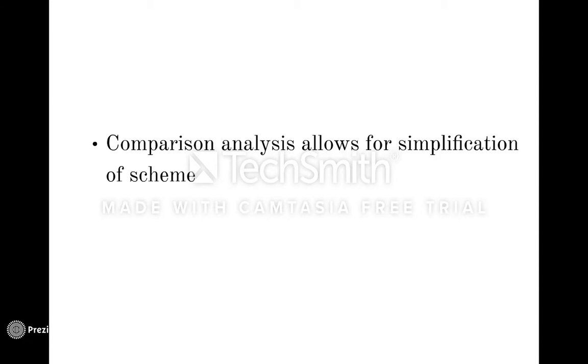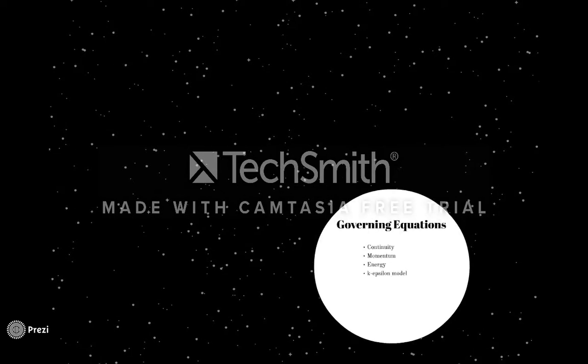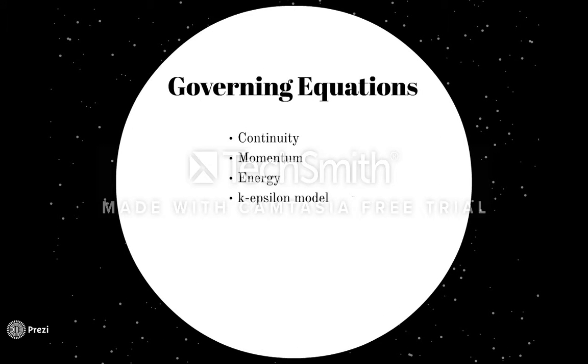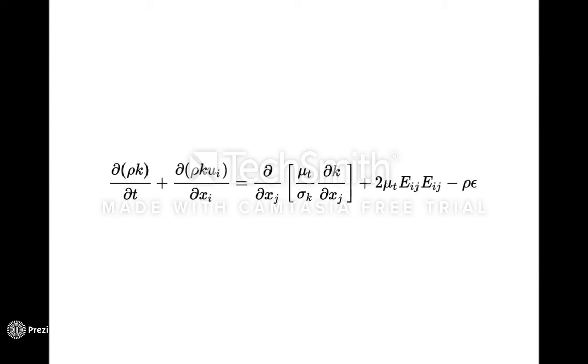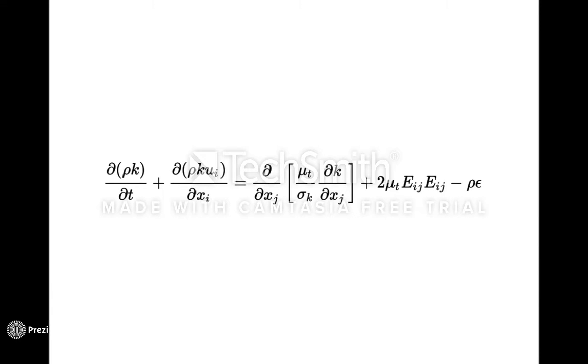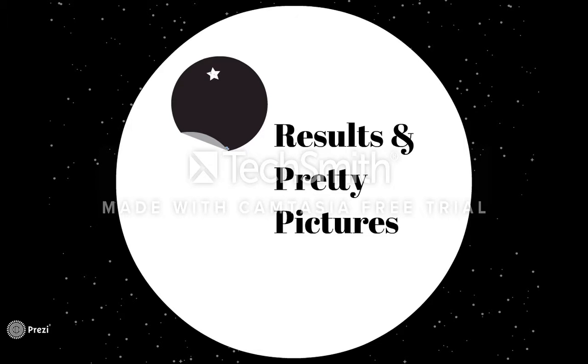And most importantly, because I was just doing a comparison analysis between the two systems, it allowed me to make some of these simplification assumptions, because I'm really just looking for the differences between the two. For governing equations, obviously we use continuity and momentum. I enabled the energy equation within Fluent to allow for heat transfer, and I also selected the k-epsilon model. It accounts for eddy viscosity and deformation, and is used to account for turbulence within the system.